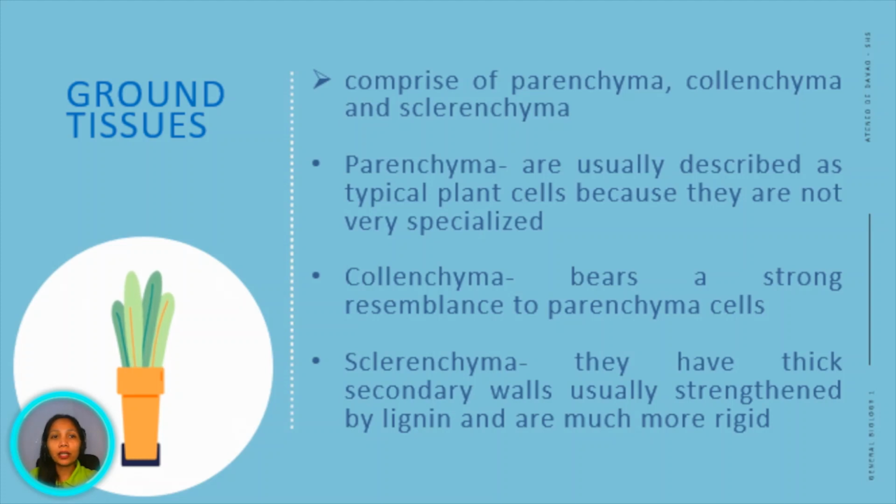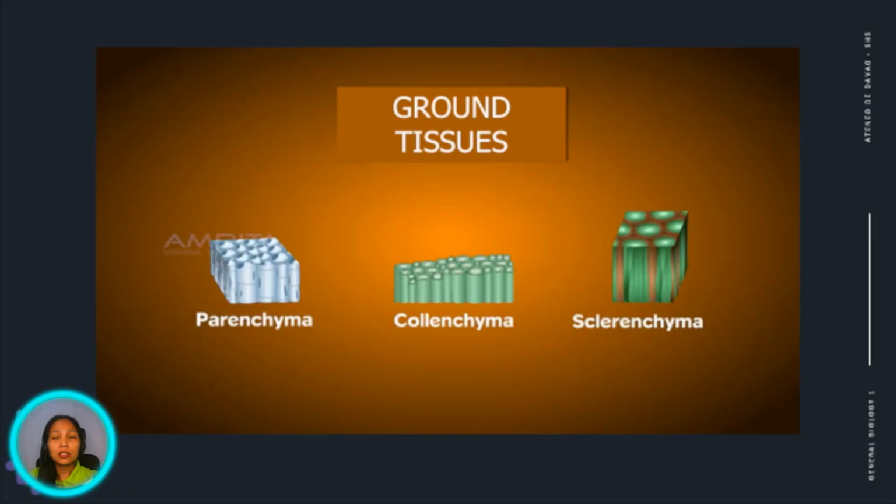We have the parenchyma, which are usually described as typical plant cells because they are not very specialized. We have the collenchyma, which bears a strong resemblance to parenchyma cells, and sclerenchyma. They have thick secondary walls, usually strengthened by lignin, and are much more rigid. So these are the three main cell types. We have the parenchyma, collenchyma, and the sclerenchyma.